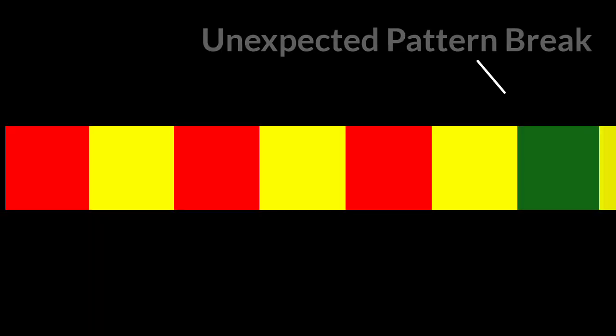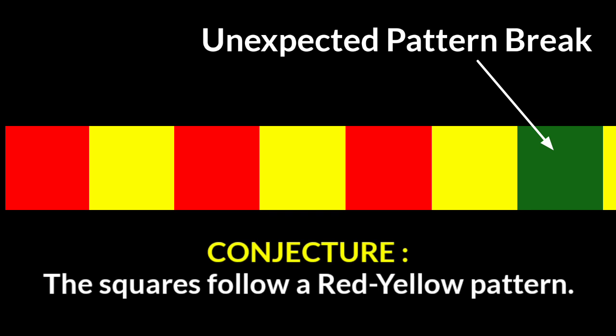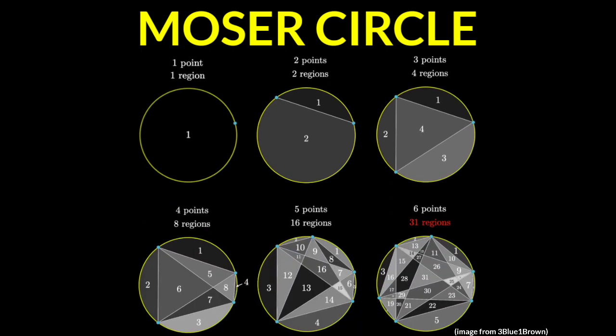But sometimes they can turn out to be deceptive. They seem like a pattern when they are actually not. A proposition that seems intuitive but is not proven yet is called a conjecture. Take Moser's circle, for instance. As you can see, the pattern breaks.